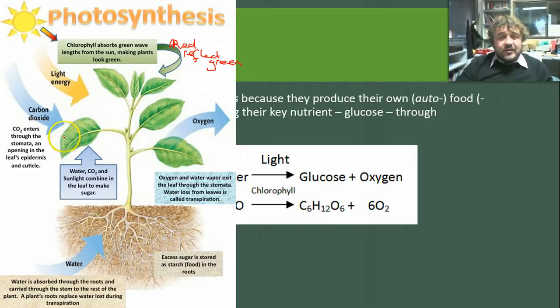Okay, so the light energy and carbon dioxide comes in. Water and carbon dioxide combine inside the plant here, inside the leaf, to make glucose or sugar. Oxygen is a byproduct, so oxygen and water vapor leave.